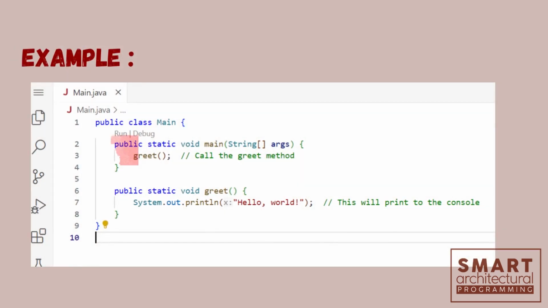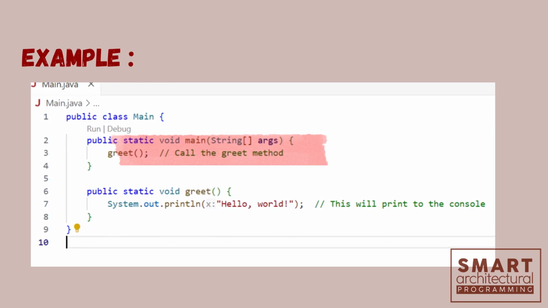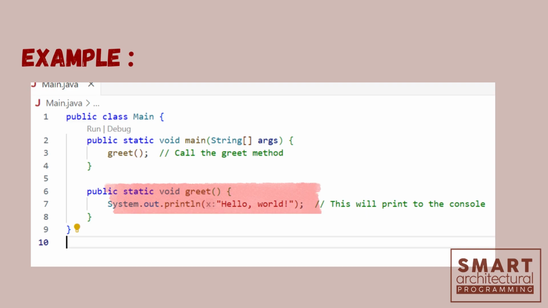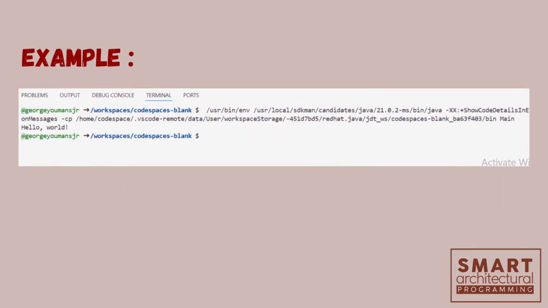For example, let's declare a simple method named greet that doesn't take any parameters and returns void. This method greet is accessible from anywhere in the program since it's declared as public. It doesn't take any parameters and doesn't return any value, indicated by the void return type.